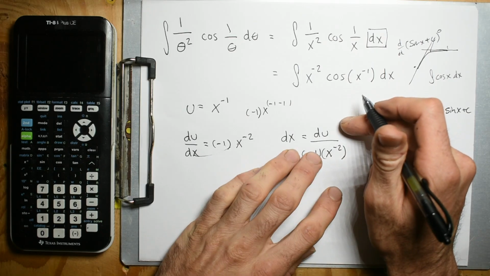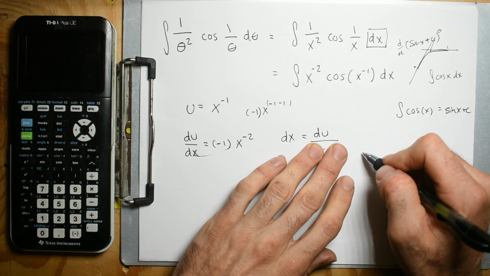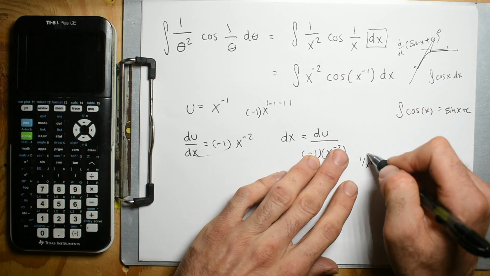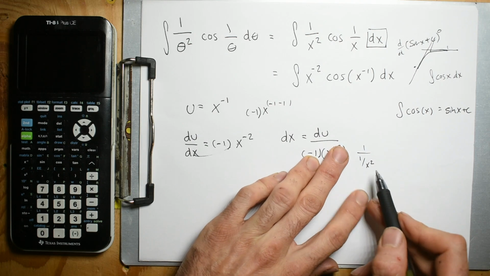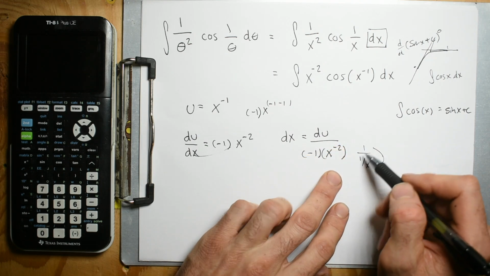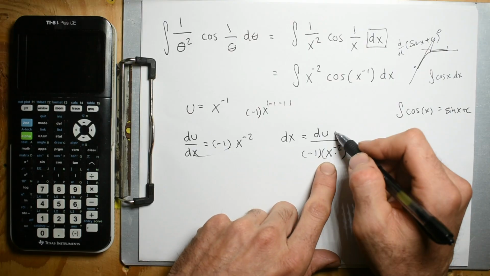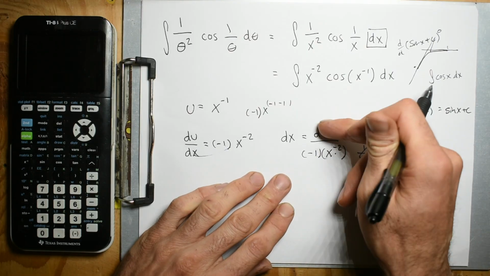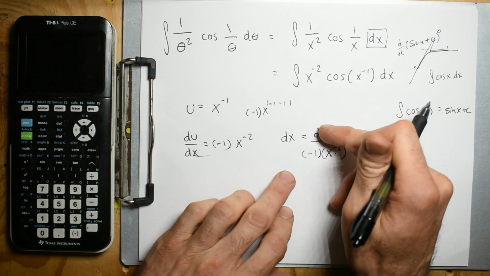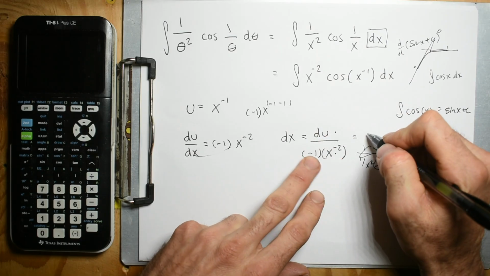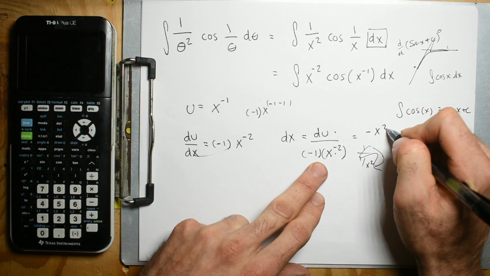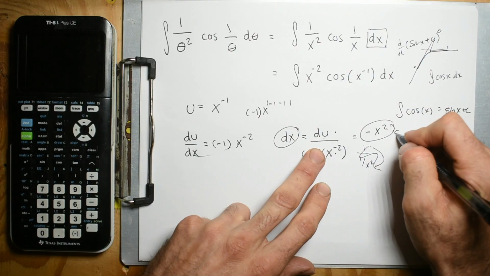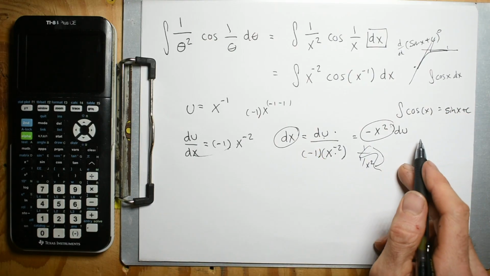If this is downstairs, we can move it upstairs, because x to the negative 2 is the same thing as 1 divided by x squared. So 1 divided by 1 over x squared pops upstairs. And the negative 1, if you have a negative, you can put it in the numerator or denominator, it doesn't matter. Let's just put it in the numerator. So we're going to have negative x squared, so that's our dx term, and we still have this du. Sorry about that, that's very important.